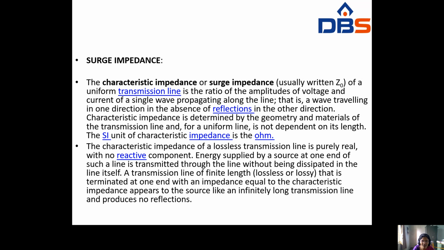The surge impedance of a uniform transmission line is the ratio of the amplitudes of voltage and current of a single wave propagating along the line. Whenever you transmit AC, AC is in the form of waveforms, that is, sinusoidal current in the form of sinusoidal waveforms.